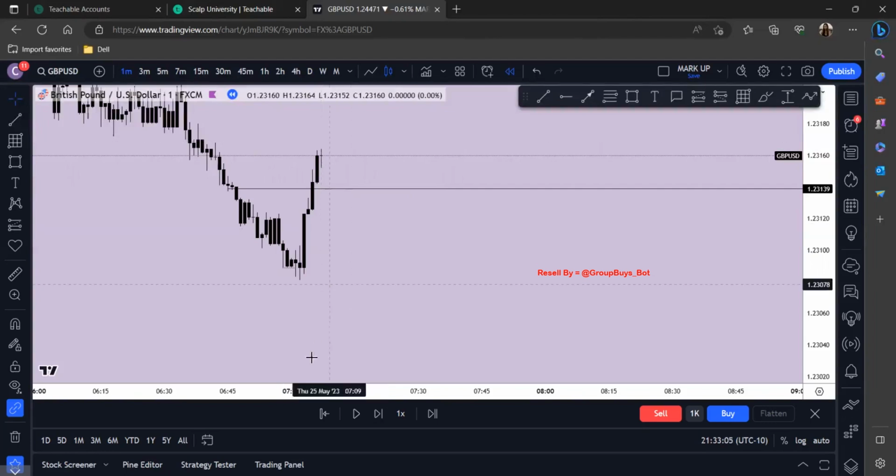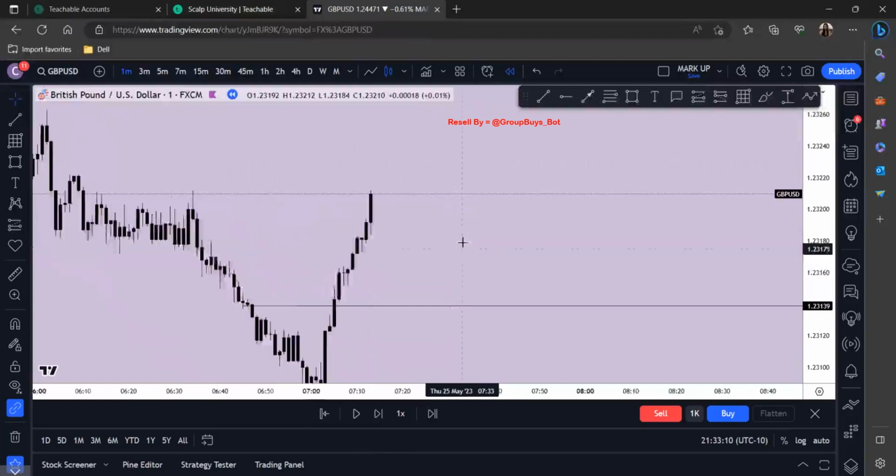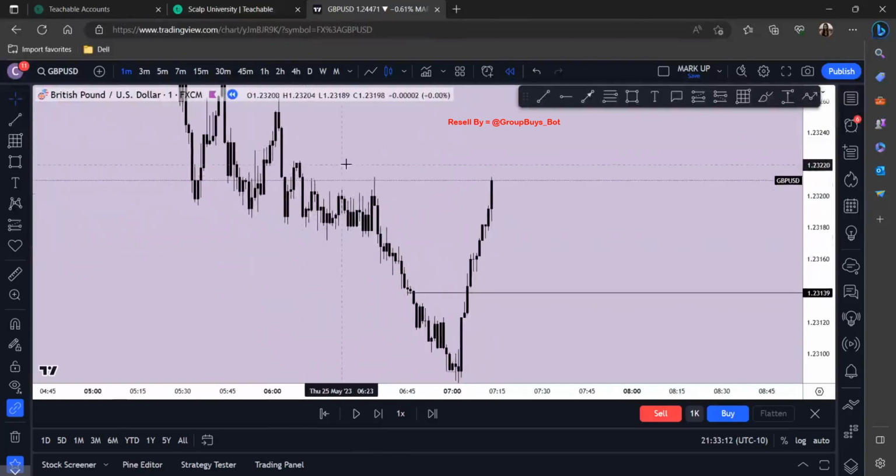So let's see what happens. Okay, still going higher. So more than likely it might break this. We might have a reaction somewhere up here for a POI.